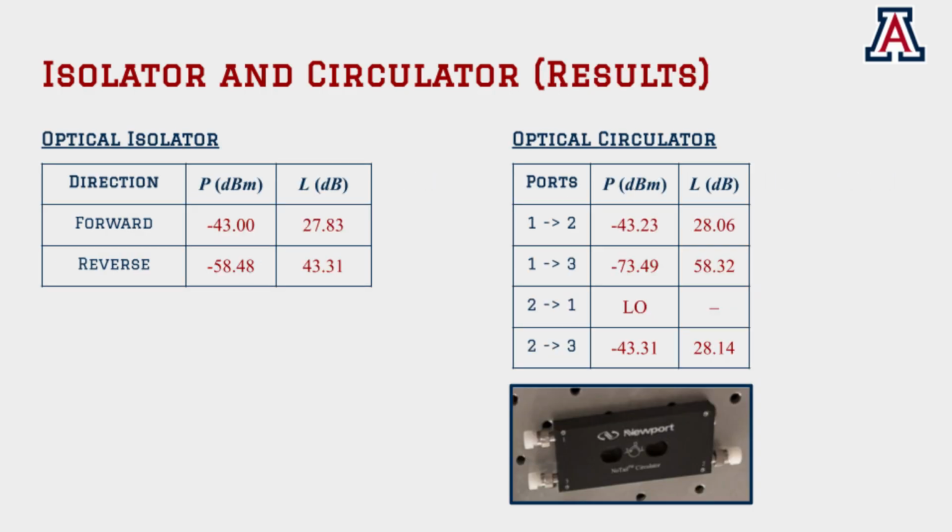In our measurements, the isolator showed around 28 decibels forward loss and over 40 decibels in reverse, which agrees with the expected strong one-way behavior. For the circulator, we saw directional transfer on 1 to 2 and 2 to 3 and almost no detectable signal in the reverse paths, which confirms that the circulator routed light exactly as intended.